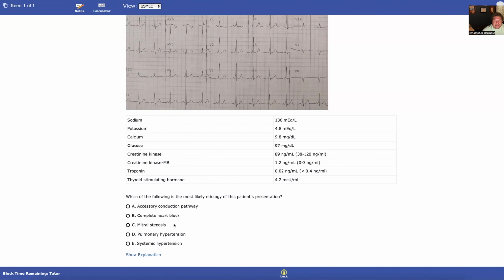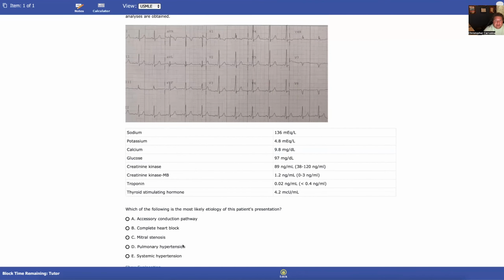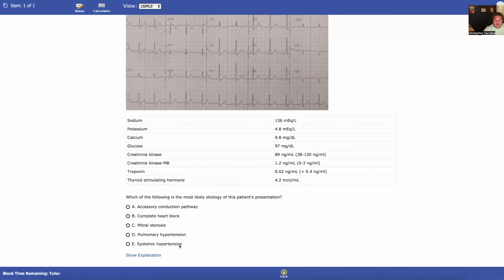Mitral stenosis, we established already that there probably aren't EKG findings with that. Pulmonary hypertension, again, you're not really expected to notice things like right atrial dilation at your level. And for systemic hypertension, same thing there.